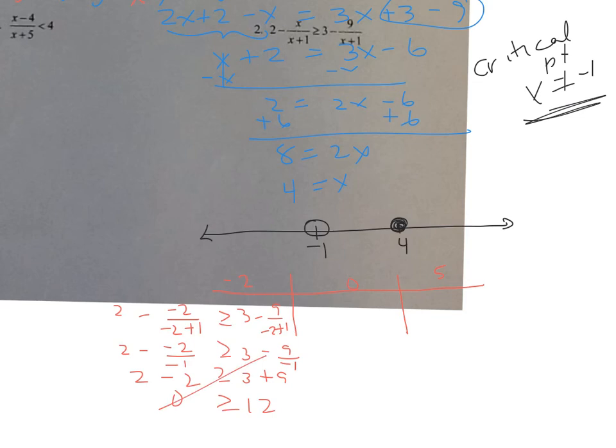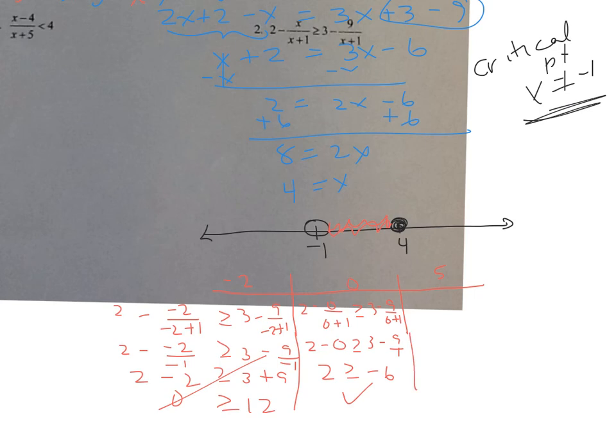So now let's try 0. So I have (2 - 0) over (0 + 1) greater than or equal to (3 - 9) over (0 + 1). So this is 2 minus 0, which is just 2, greater than or equal to 3 minus 9 over 1. 3 minus 9 is negative 6. Is 2 greater than negative 6? That is true, so I shade in between.